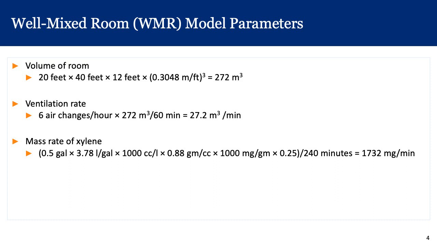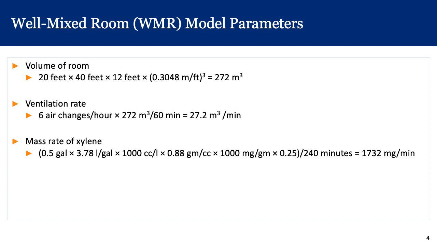So we know the volume of the room. That turns out to be, after unit conversions, 272 cubic meters. The ventilation rate, if we go with 6 air changes per hour times 272 cubic meters, the volume of the room, divided by 60 minutes, is 27.2 cubic meters a minute.